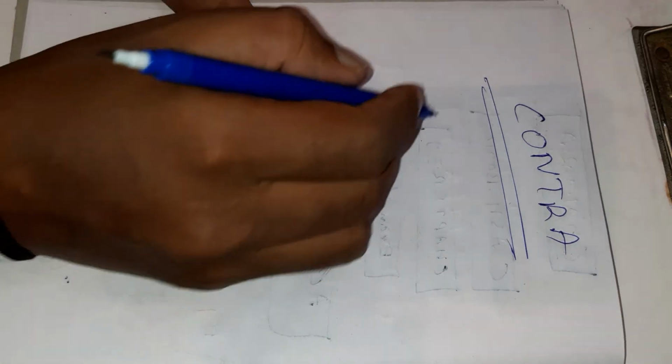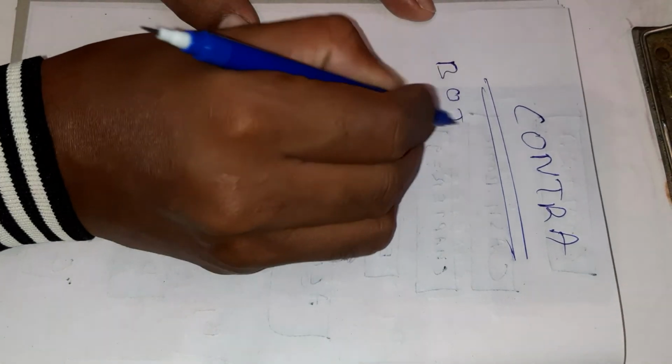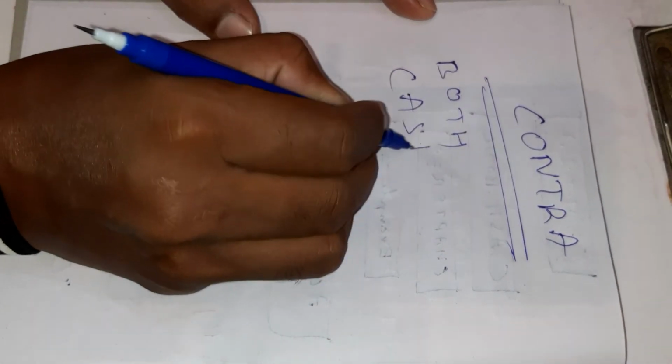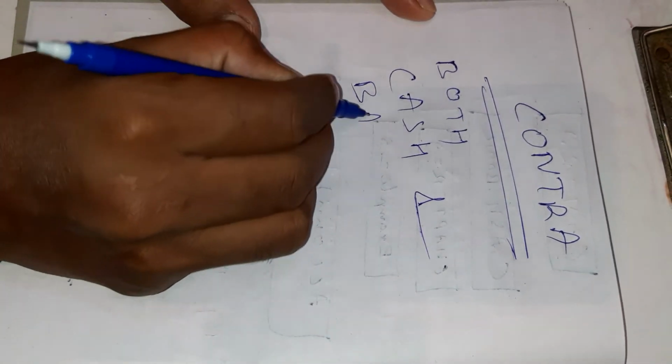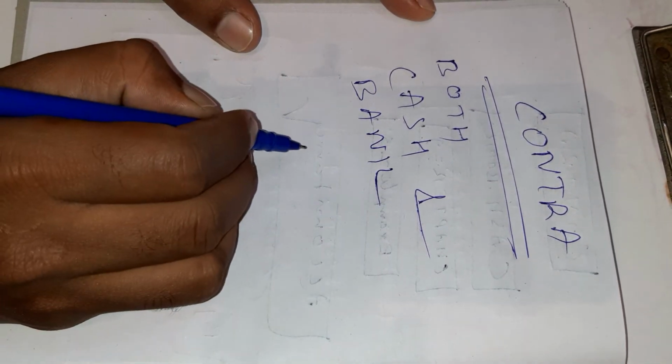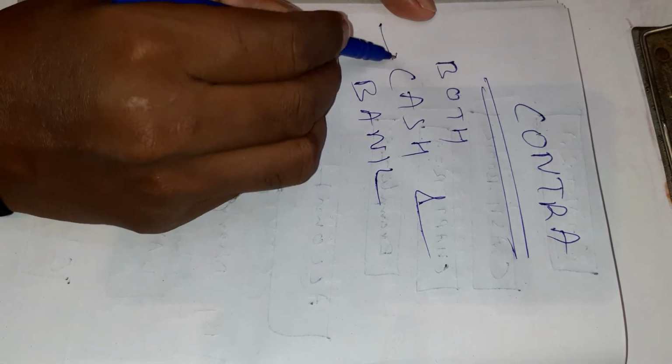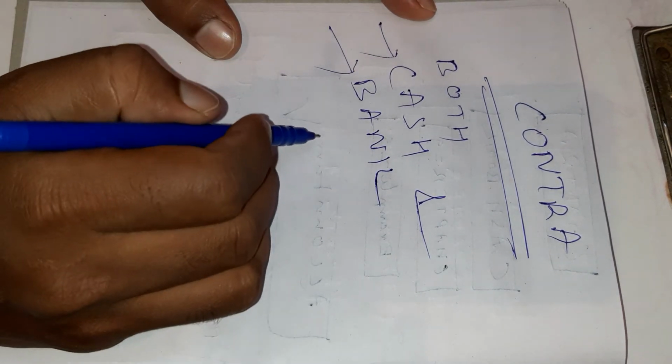Some transactions recorded in the triple column cash book are related to both cash and bank. Both cash and bank. Clear?